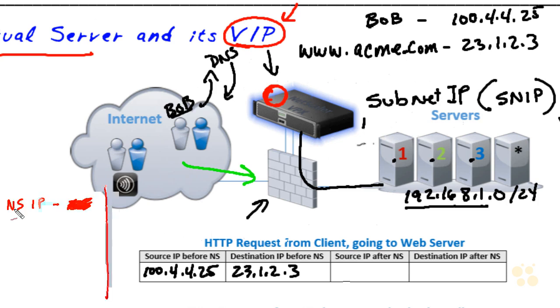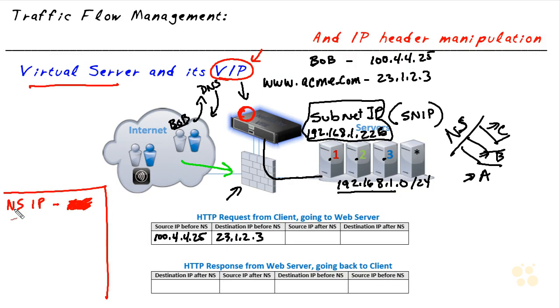right here. So the NetScaler is the owner, the proud owner of lots of addresses. It has the NetScaler IP, that's the base management address. It's going to have one or more subnet IPs. And in our case, we just configured the one that ended in .226. And it's also going to have a virtual IP and probably multiple virtual IPs, one for every virtual server that's been created on the NetScaler. So our VIP in this topology, the virtual IP is going to be that 23.1.2.3, which Bob thinks belongs to acme.com. And that's where Bob's packet is headed to.